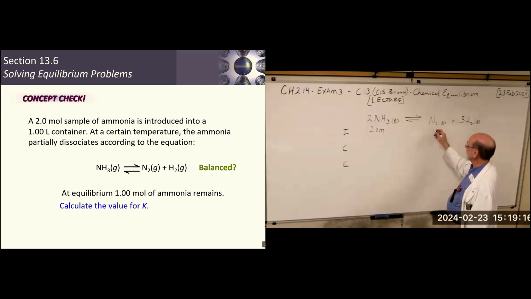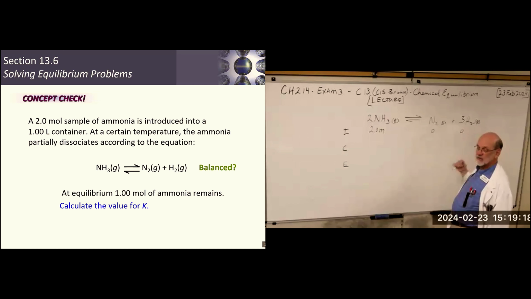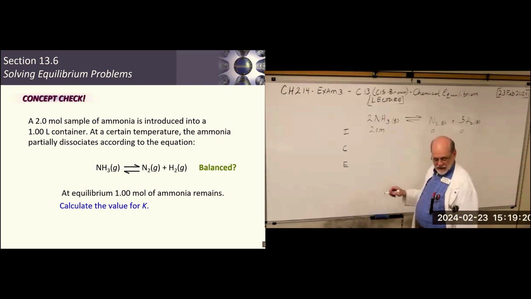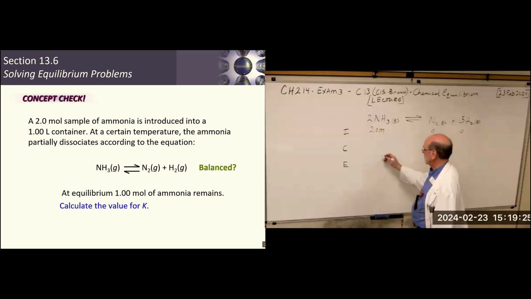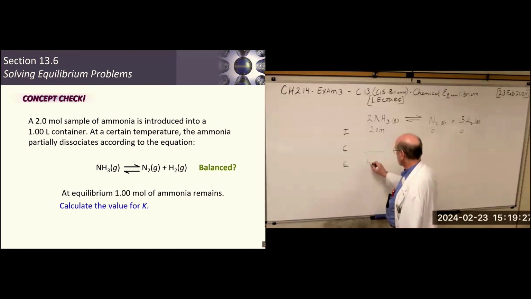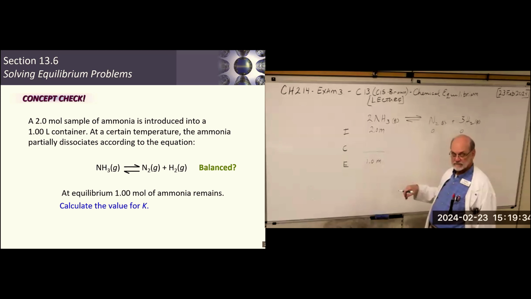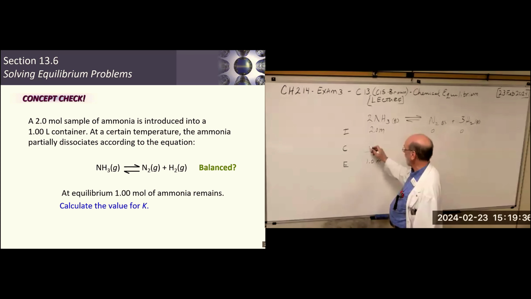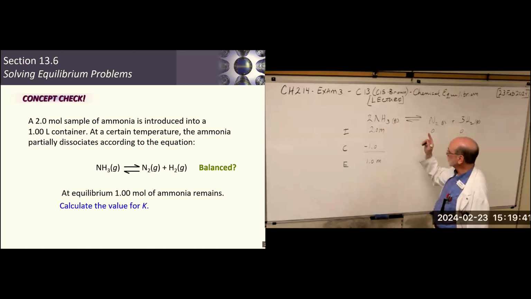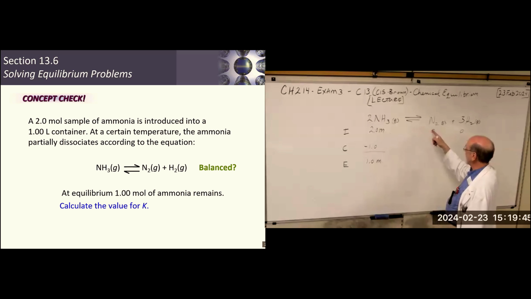And there's nothing here or here. That means it's moving to the right. So at equilibrium, 1 mole of ammonia remains. So at equilibrium, we've got 1 mole in that same liter container. So it's 1 molar. That means we know that we lost 1 molar. If we lose 2 molar from here, it has to show up as a half mole here.